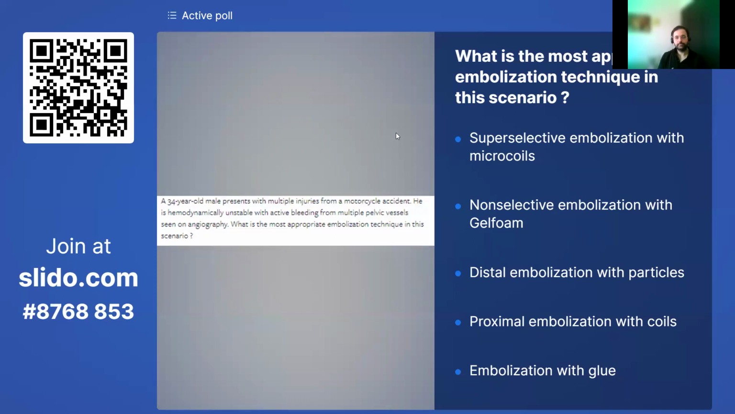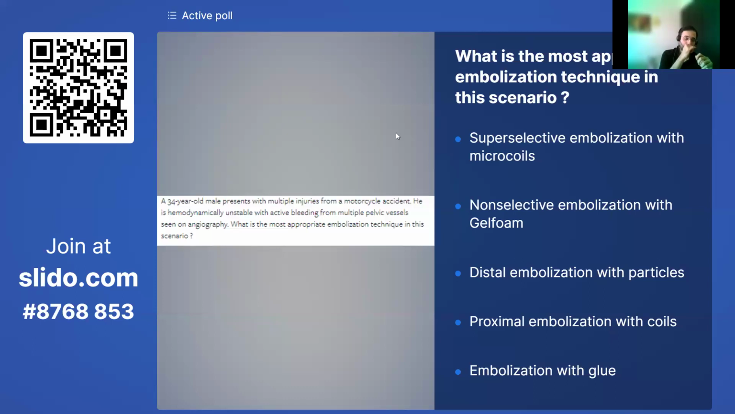I'm not really sure, but maybe non-selective embolization with gel foam, because he's hemodynamically unstable, so we have to stop the active bleeding first. That's why I chose it.